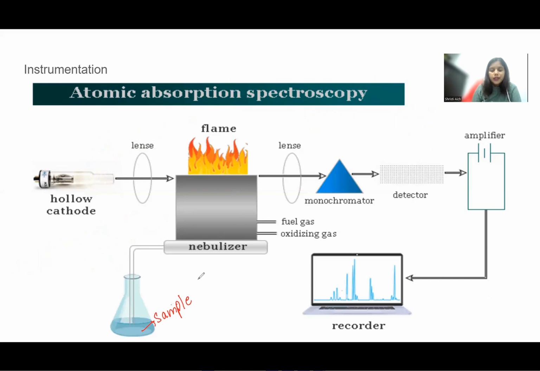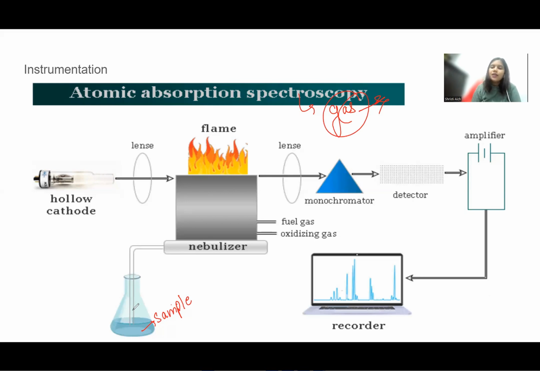Okay. Now in the sample you have to understand one thing: whatever the sample may be, whether it is liquid, solid or gas, ultimately in atomic absorption spectroscopy the sample should be in gaseous form. So if it is liquid, it has to be converted into gas. If it is solid, it has to be converted into gas.